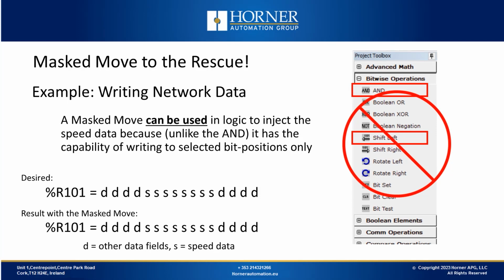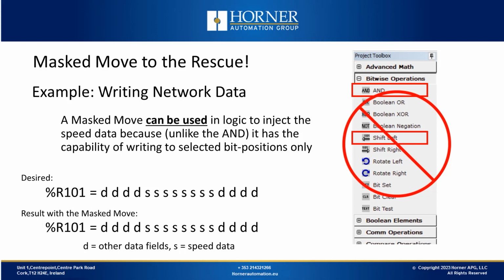Here, the masked move allows us to specify a mask. This mask indicates which positions should receive data, ones in the mask, and which positions should be ignored, zeros in the mask. Consequently, we achieve the desired result of having the speed data in the middle without affecting the 4 bits at the top or bottom. By setting the mask to only write to the middle 8 bits, we ensure that the remaining bits remain untouched.